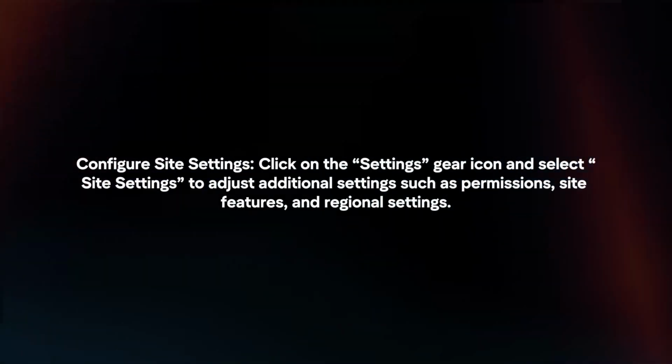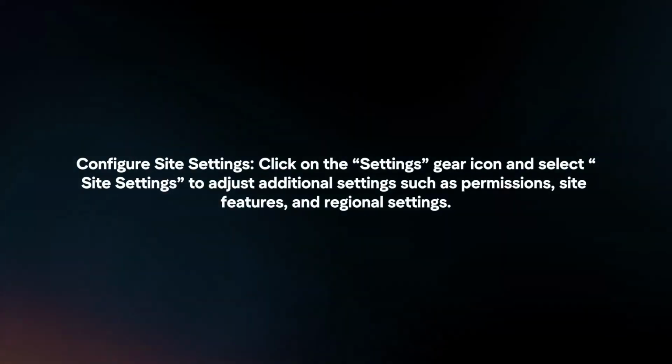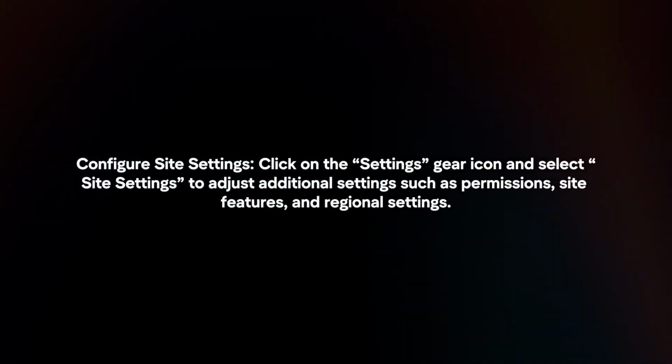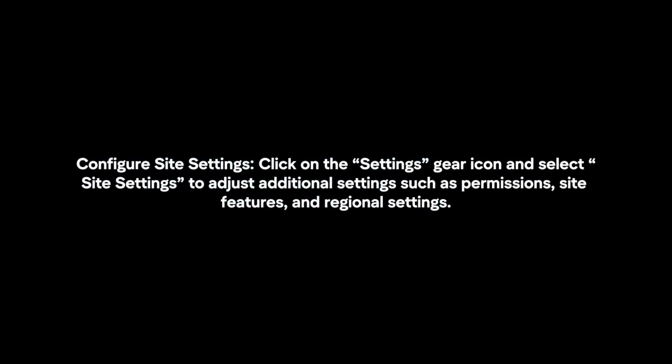Configure site settings. Click on the settings gear icon and select site settings to adjust additional settings such as permissions, site features, and regional settings. Save and share. Publish your changes and share the site with your team to start collaborating.